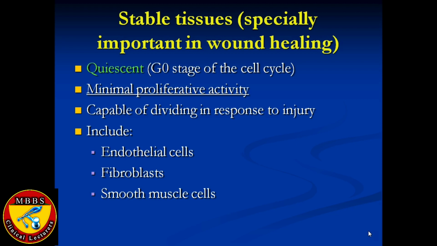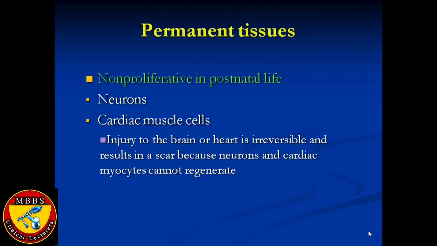These are the cells like the endothelial cells, the fibroblasts, and the smooth muscle cells. So under normal conditions, they are not dividing. But if there is injury to these cells or they are required to replace, then they may be made to undergo this cell proliferation by pushing them into the cell cycle.